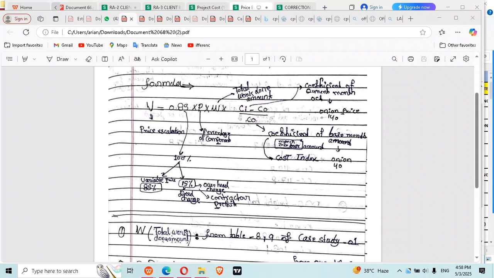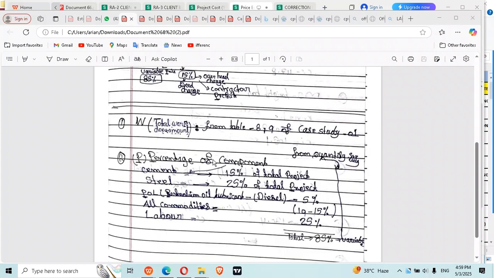Then we have P. P is the percentage of component. It might be the percentage of the cost of cement, percentage of the cost of any other item. And then we are coming to CI. CI is the current price of an item. CO is the cost of an item at the time of the agreement, and you can see here.